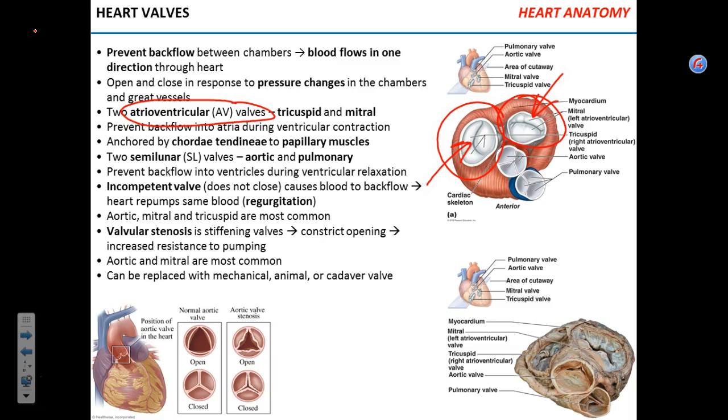But basically, if you look at the valve, this is tricuspid, right? So 3 cusps. 1, 2, 3. This one is bicuspid. 2 cusps. But we usually call it mitral valve. These valves are anchored to the papillary muscles right here by the structure called chordae tendineae, as mentioned before.